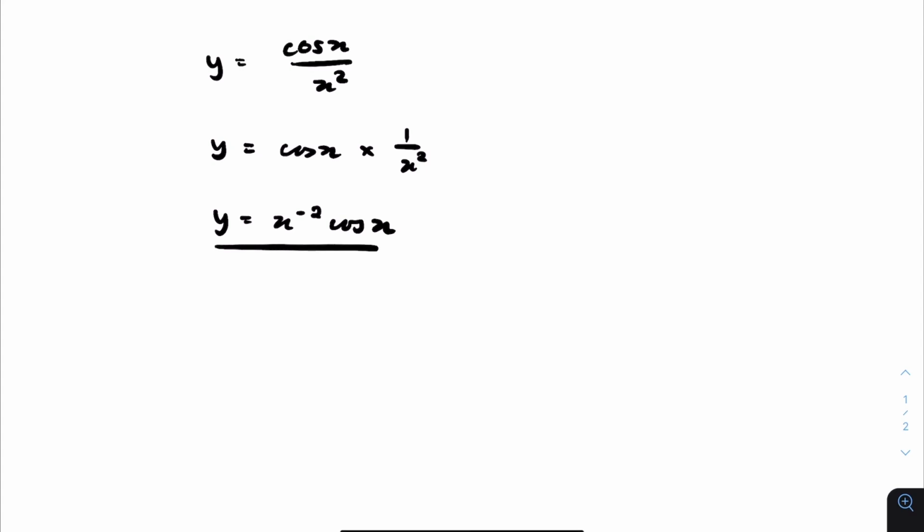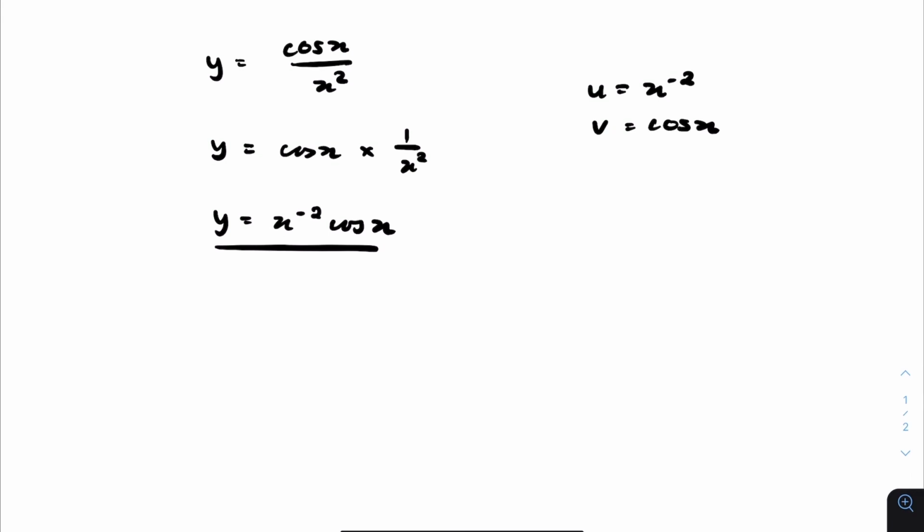So we could use u as x to the power of negative 2 and v as cosine of x, and then differentiate them both and input them into our product rule equation to find the derivative of y. So I'm not going to go through that because it's the same steps as the previous problems, but it's just a handy way of taking a quotient and writing it as a product.